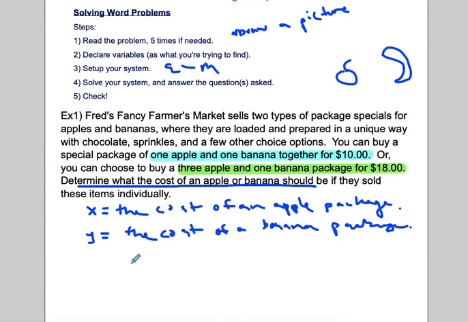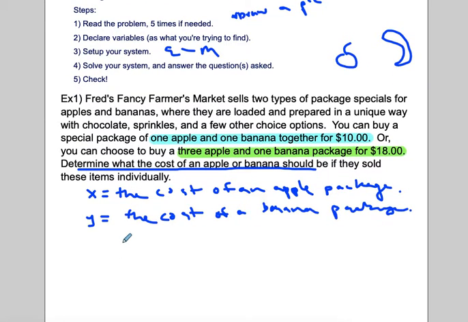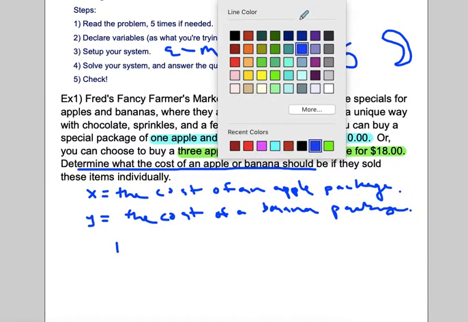So 1 apple and 1 banana together cost 10 bucks. So how do you get charged things? Well, 1 apple, well, the 1 is referring to how many you're buying. Ooh, can I put that in, what color is that? That's almost this color? Sure.